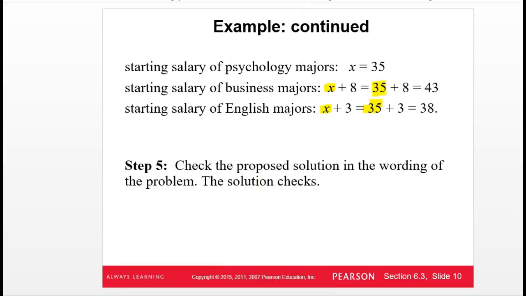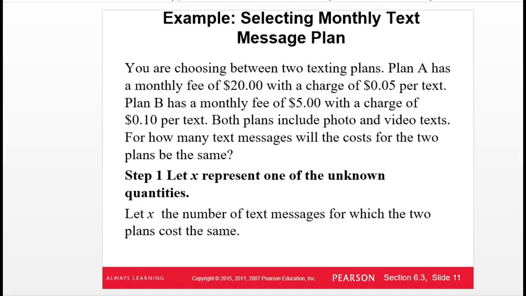Alright, so let's look at another example. So we got a texting plan. Plan A has a monthly fee of $20, a flat fee that you're going to pay no matter if you text nobody or if you text 100 people. You're still going to have to at least pay that $20. But you get charged also 5 cents per text with that plan. Alright, Plan B, they give you a lower monthly fee, but they charge you double for every text that you send. Okay, both plans have photo, video, text. How many text messages will the 2 plans be the same?